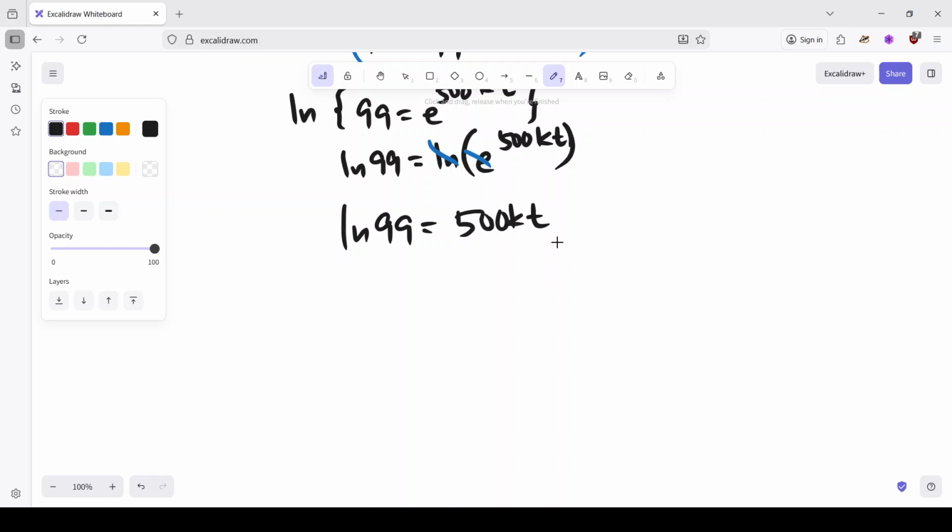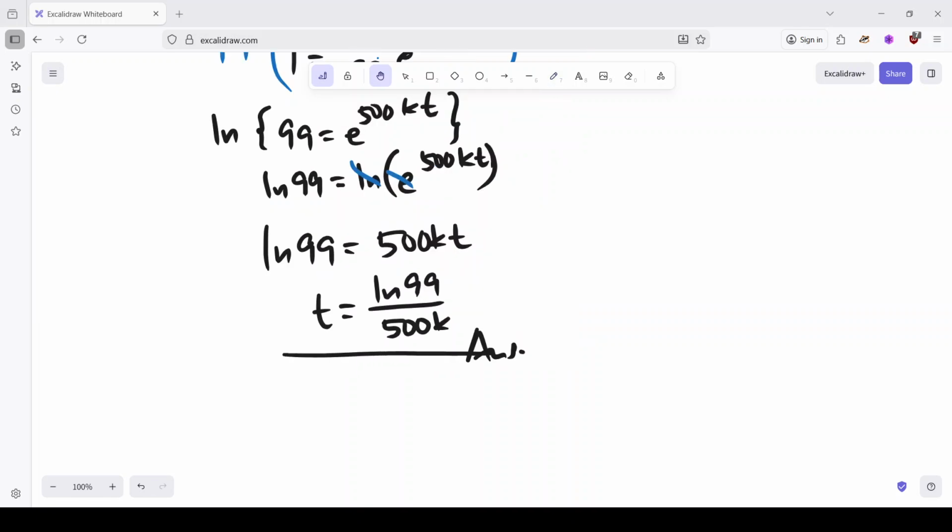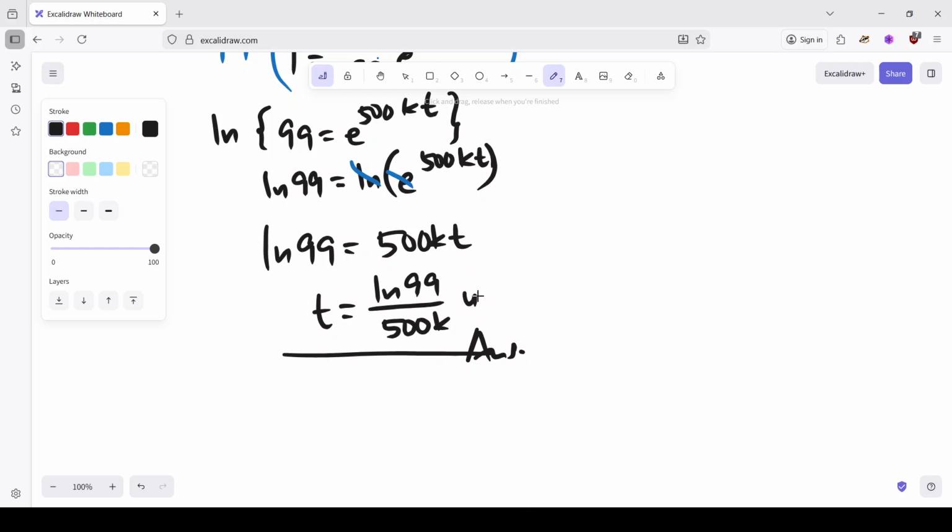Again, time yung ating kailangan. So, we can transpose the other terms to the opposite side. So, we will have time is equal to ln of 99 over 500k. Okay? So, hindi nakalagay sa problem kung ano yung unit. So, walang na-mention na time doon beforehand. But I'm guessing this is days. Okay? Now, kung walang given na unit, we can write units. So, ln of 99 over 500k units.